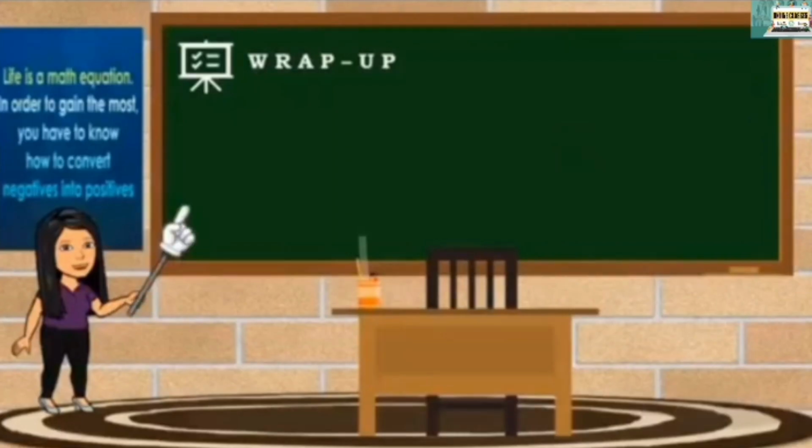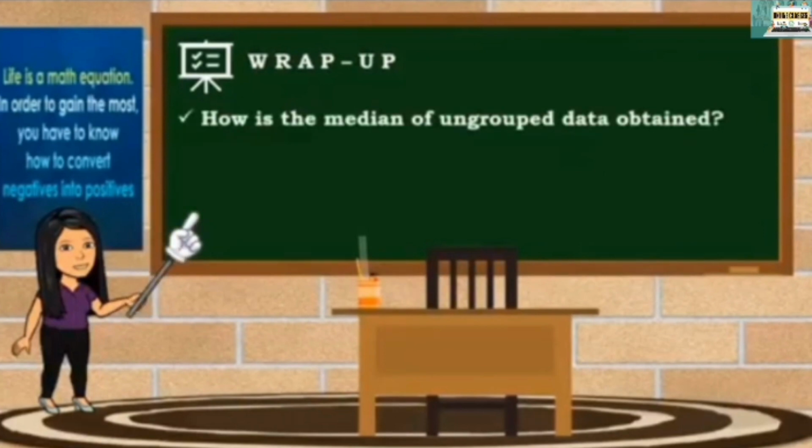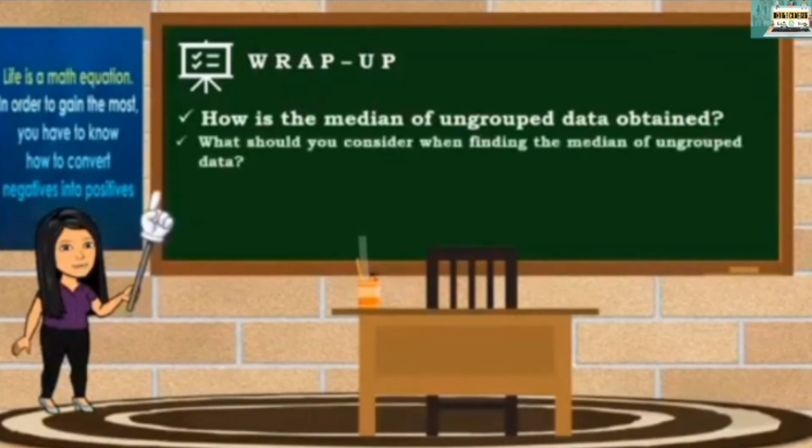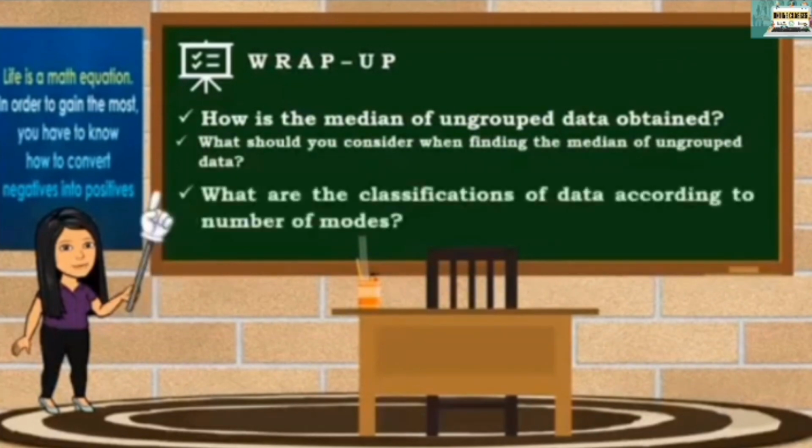Let us have the wrap-up. How is the median of ungrouped data obtained? What should you consider when finding the median of ungrouped data? What are the classifications of data according to number of modes?